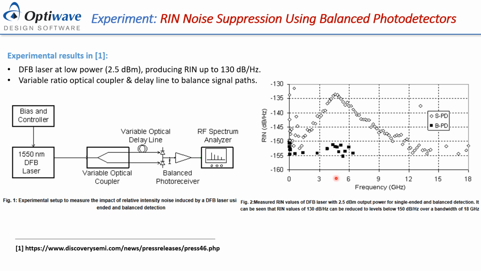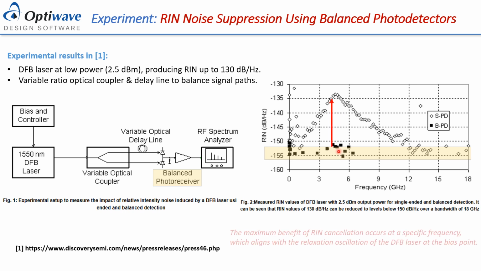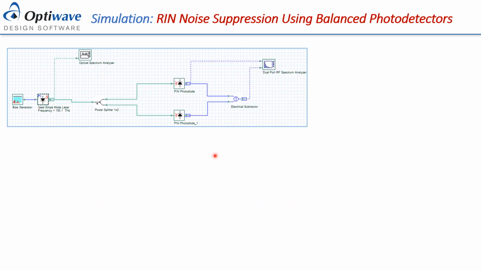Now, this peak actually results from the natural relaxation oscillations of the laser, where the relative intensity noise is said to be maximum. And as you can see, successful suppression is obtained with the balanced photodetector case, and you can see that there is suppression in the RIN at that particular frequency. The maximum benefit of RIN cancellation occurs at a specific frequency which aligns well with the relaxation oscillations of the DFB laser at that particular bias point.